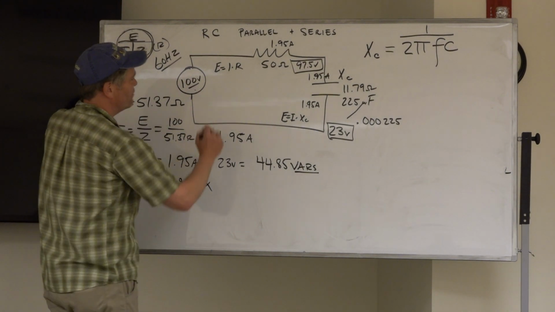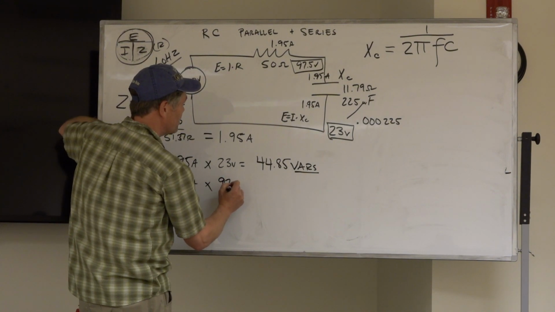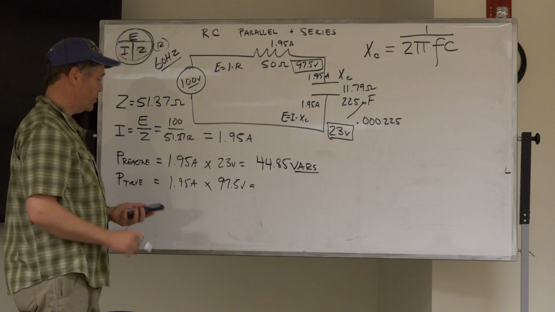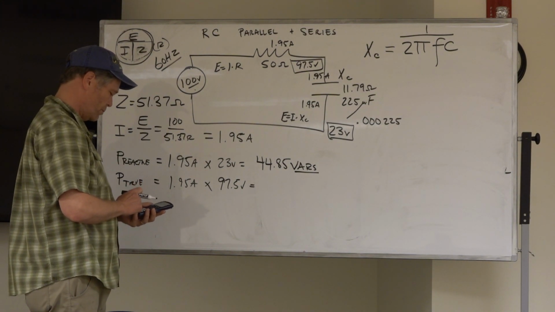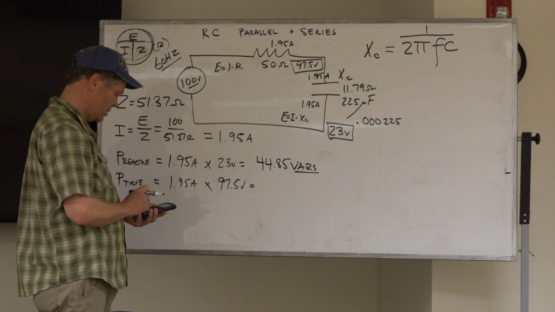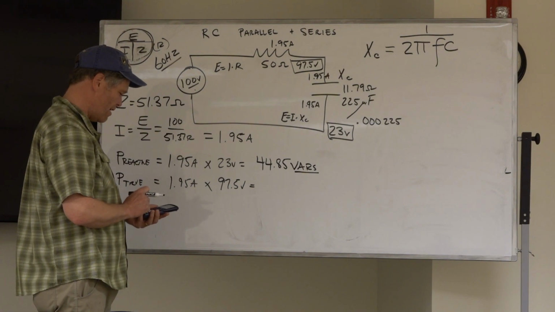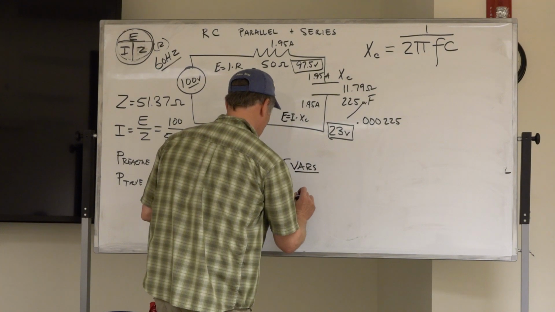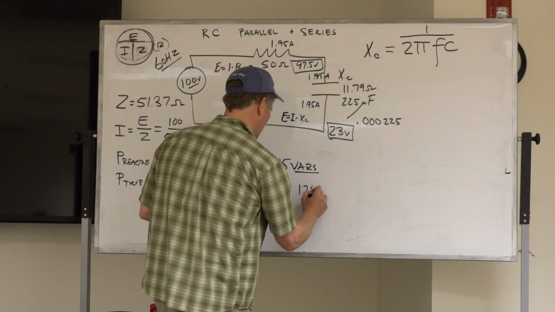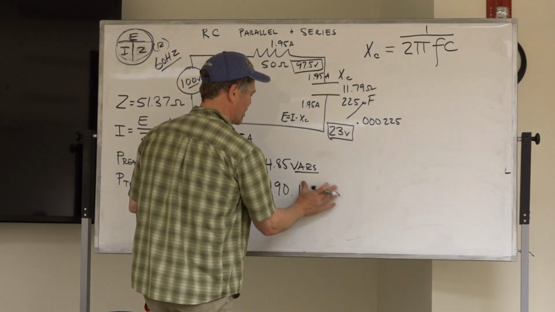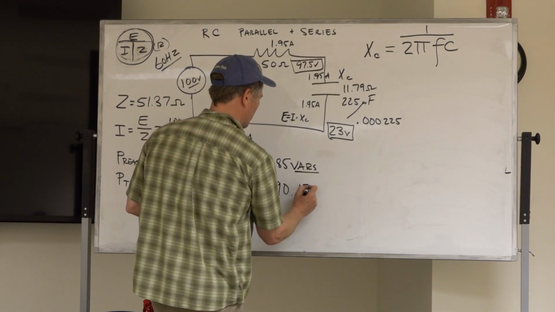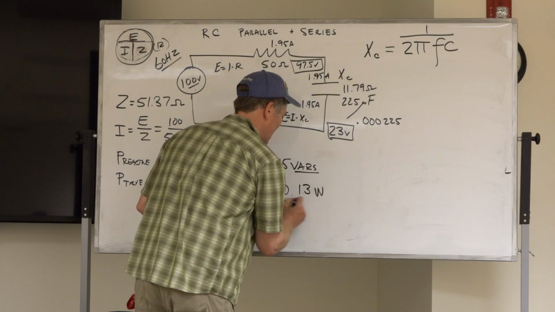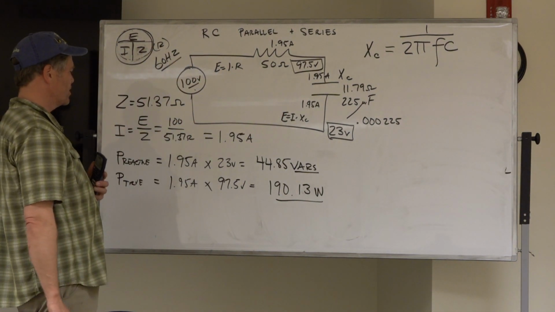Anyways, 1.95 times 97.5, because that's my voltage at the resistor that we already solved. 1.95 times 97.5 equals 190.125. I'm going to just call that 190.13, making a big round there. 190.13 watts. That is my power at the resistor.